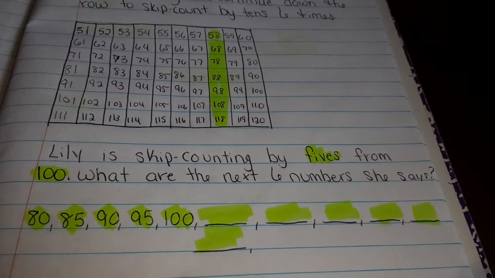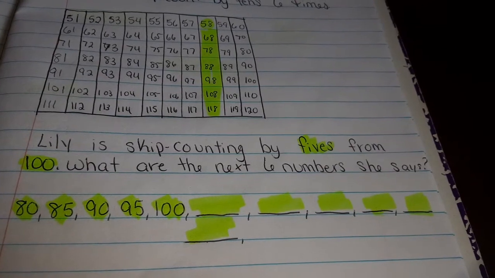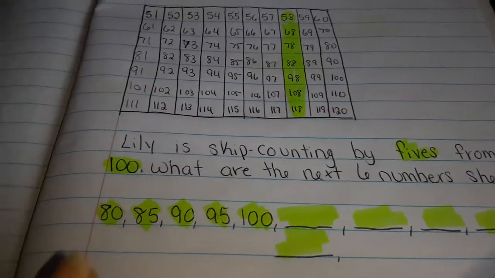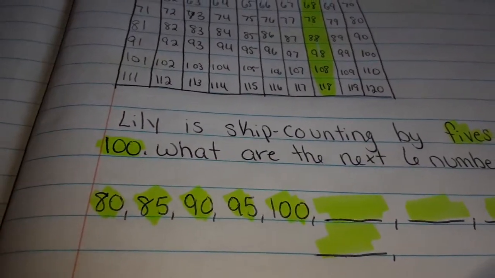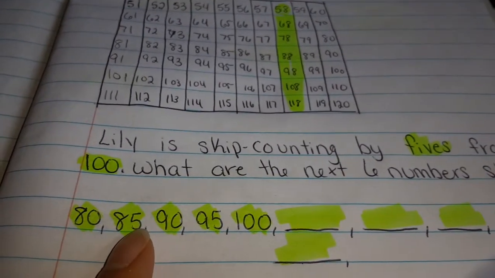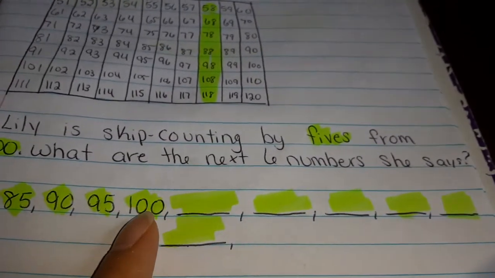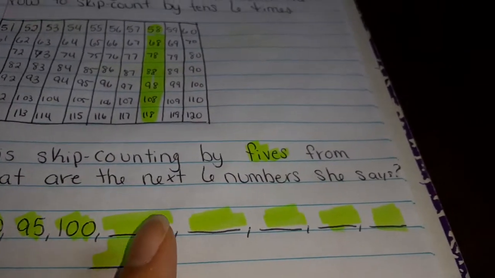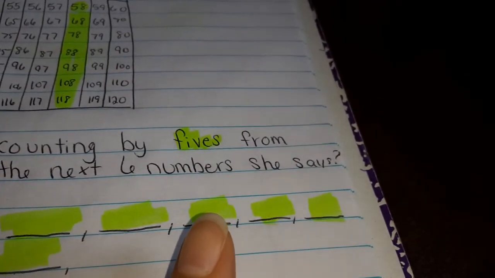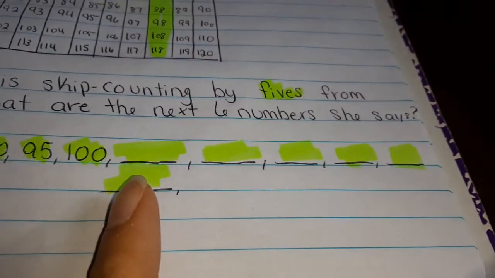Lily is skip counting by 5s from 100. What are the next 6 numbers that Lily will say? I wrote down the numbers that came before 100 for you. 80, 85, 90, 95, 100. Could you complete the line?